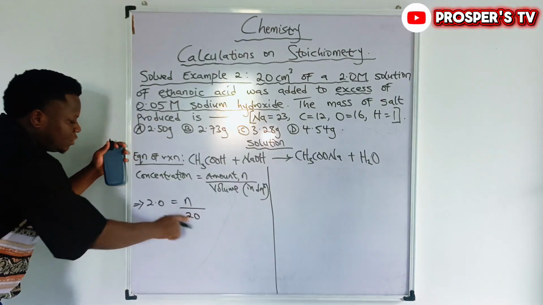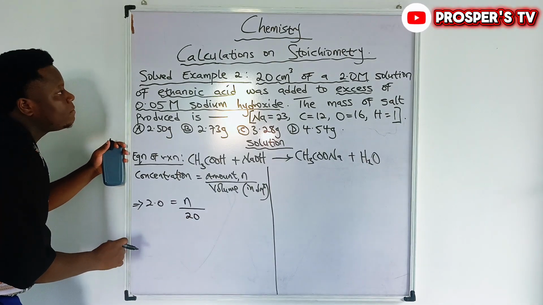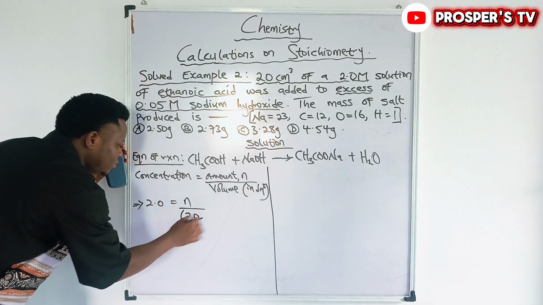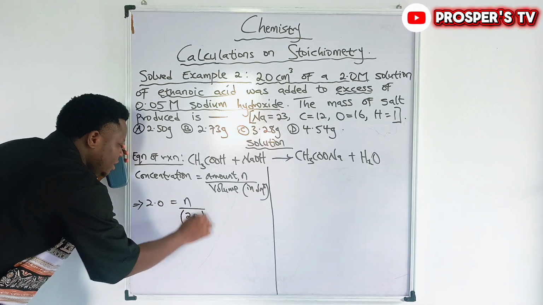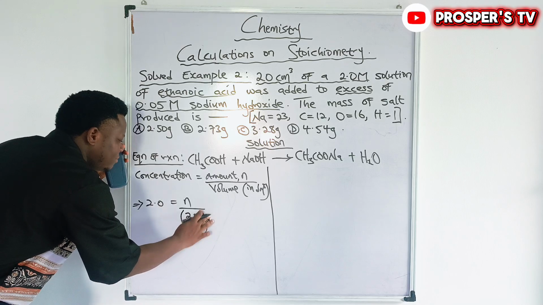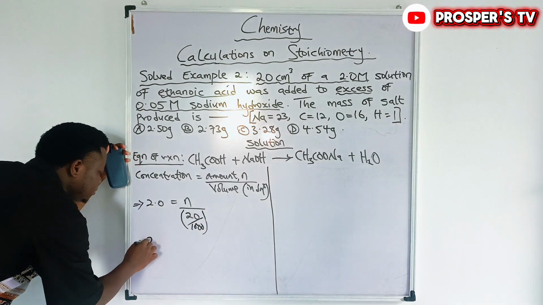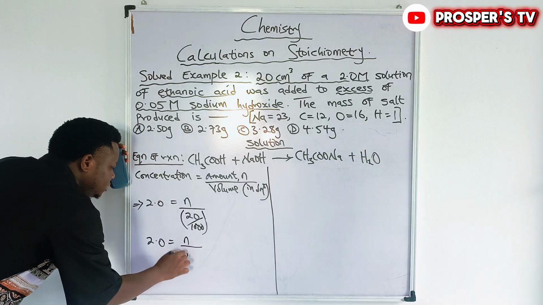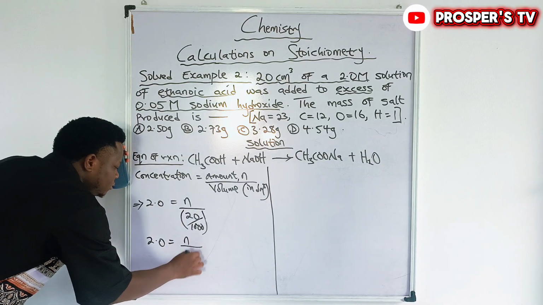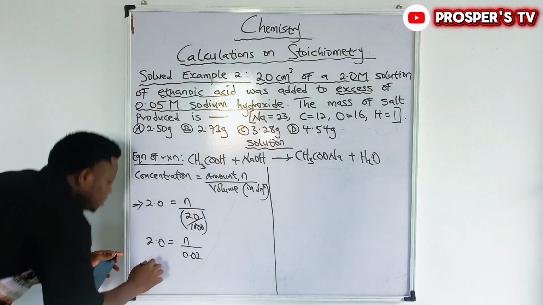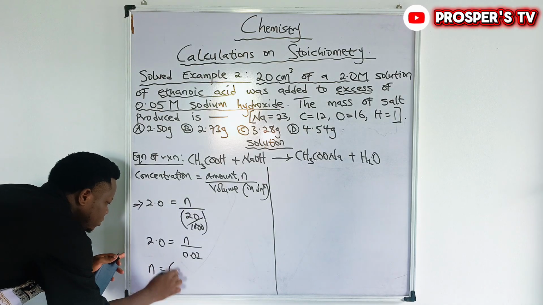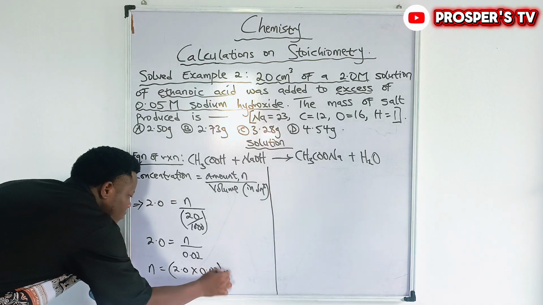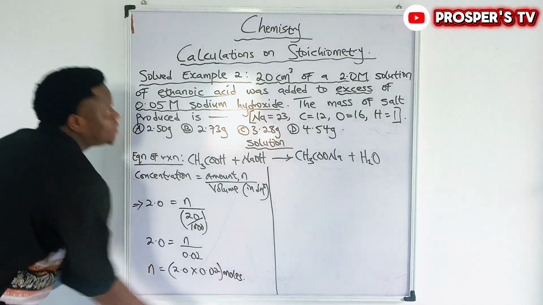So by the time you cross multiply, not just 20, remember we said in dm cube. So if you watched my video, I'm going to divide this by 1000 to convert to dm cube. So we have 2.0 is equal to N over 0.02. So by the time you cross multiply, your N will be equal to 2.0 times 0.02 moles. Why is the unit mole?